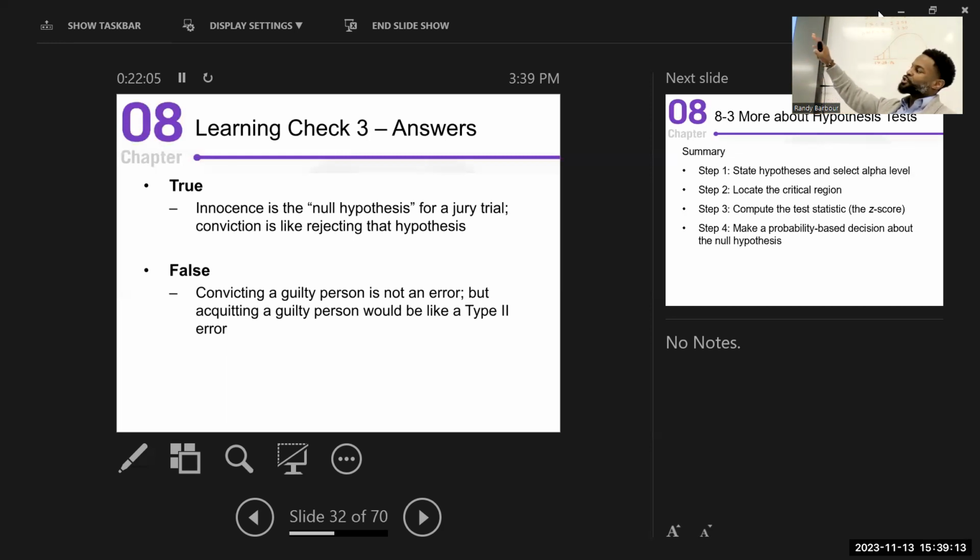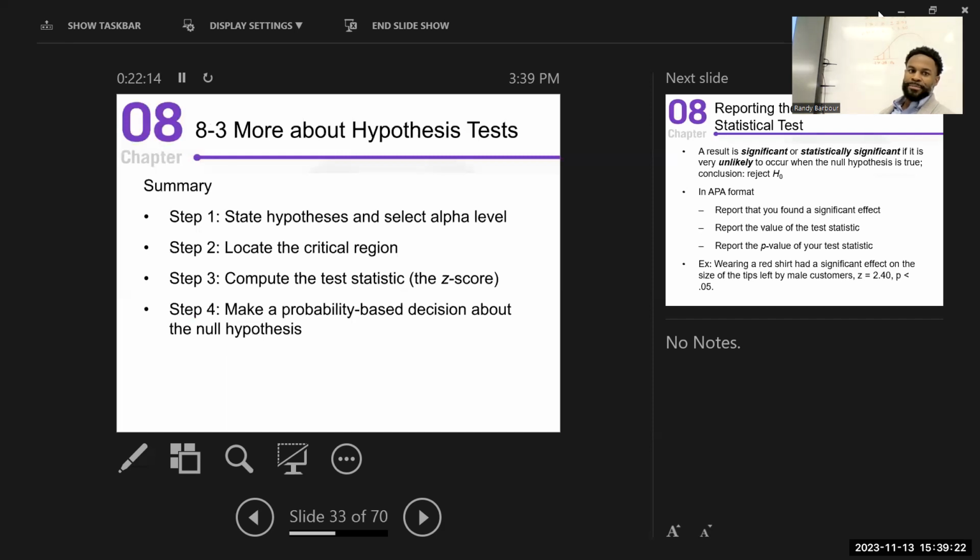The guilty, the jury case, that gives you a good kind of analogy, kind of put two and two together. But you should be good with that. Okay. All right.